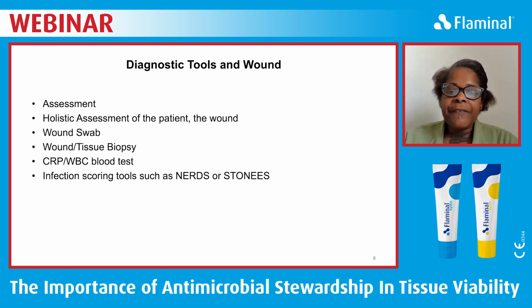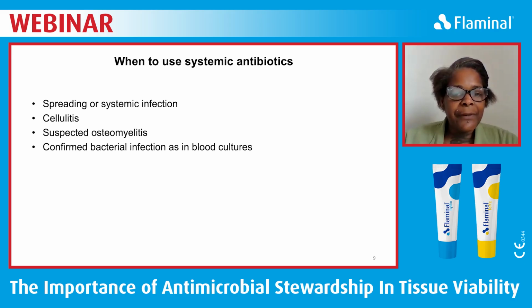Some of the diagnostic tools and wound assessment interventions that we would undertake as part of understanding the patient and the patient's response to wound infection or wound colonization would be via a holistic wound assessment of the patient and the wound, whereby a wound swab or wound or tissue biopsy alongside CRP or white blood cell count in blood tests, or infection scoring tools such as NERDS or STONEES may also be part of that diagnostic tool and holistic assessment.